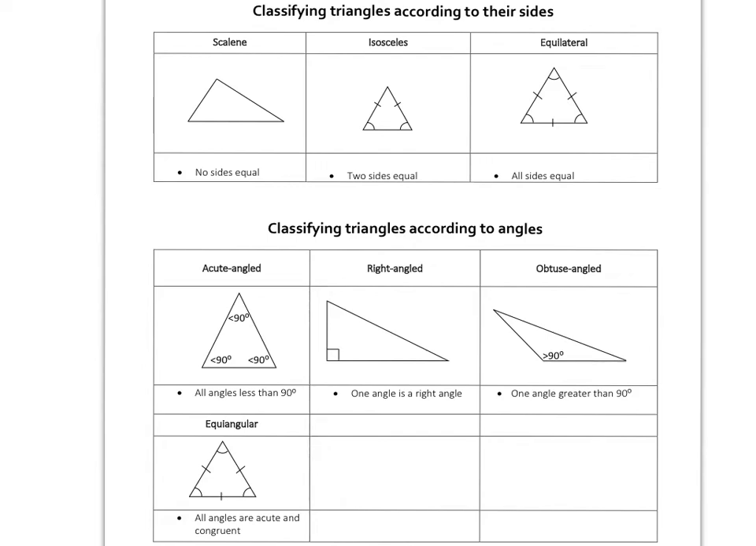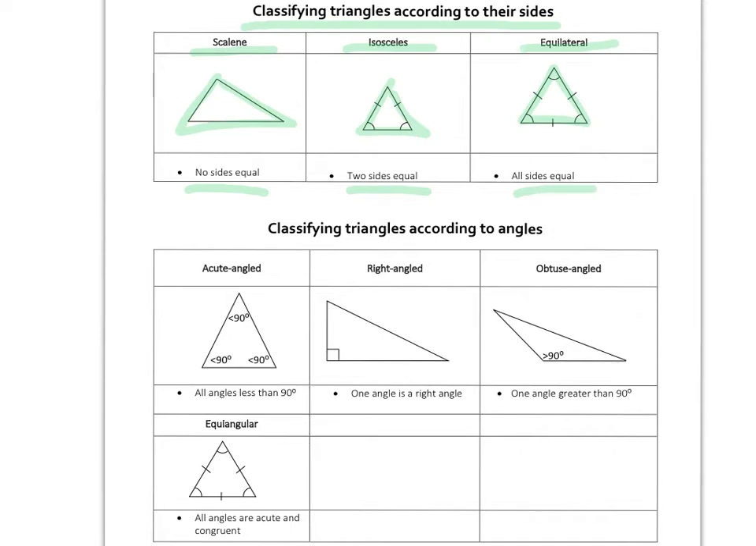Hi grade 7s, today we're going to be looking at triangles and how to classify them. So there's two ways to classify triangles. The first way is to look at the sides, and then they are called scalene, isosceles or equilateral. Now you should remember from junior school that in a scalene triangle, there are no sides equal. In an isosceles triangle, two sides are equal, and in an equilateral triangle, all sides are of equal length.